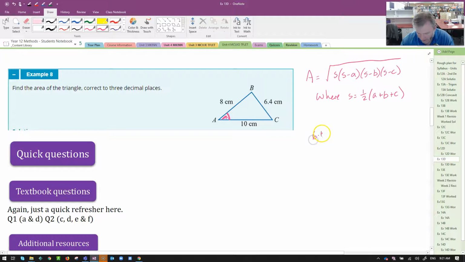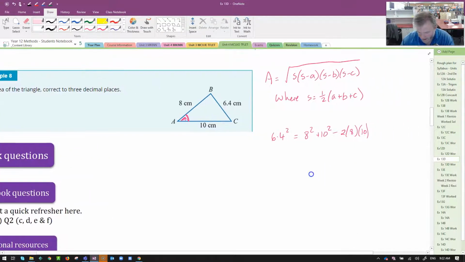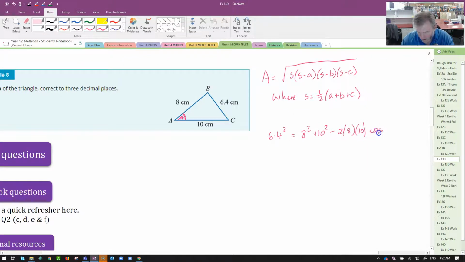So, using my cosine rule, 6.4 squared equals 8 squared plus 10 squared minus 2 by 8 by 10 cosine A. That's what we're working with, isn't it? Oh, 64. That's 2 to the power. Oh, but it's going to be a 0.2. It's going to be a mess. I'm just going to go for my calculator on this.